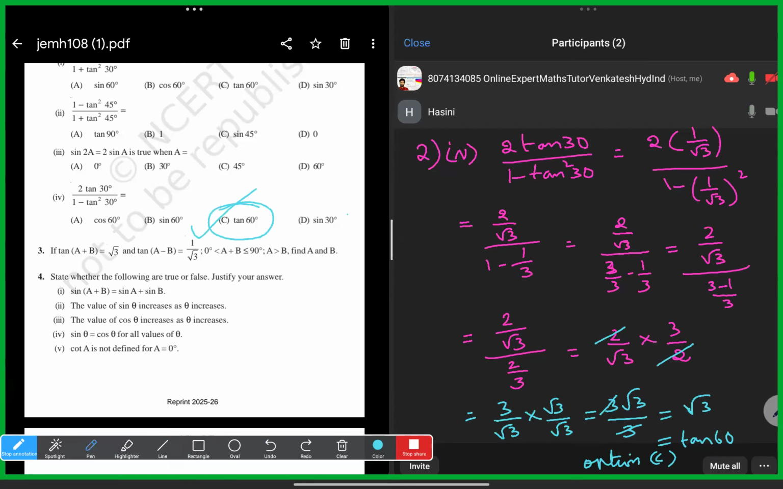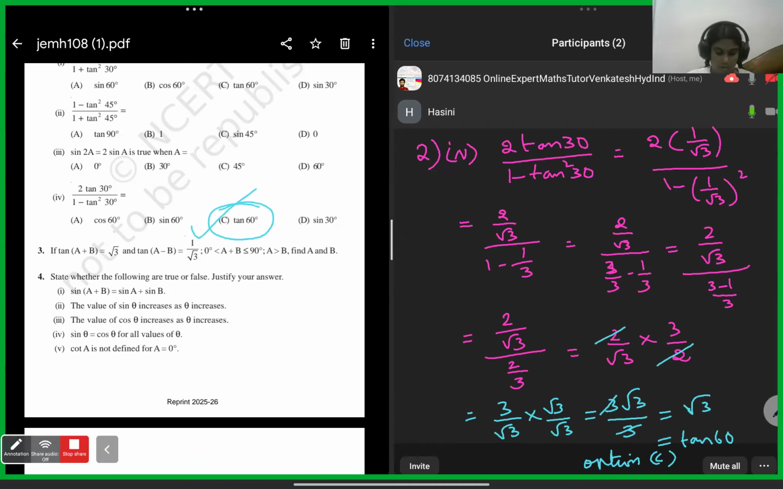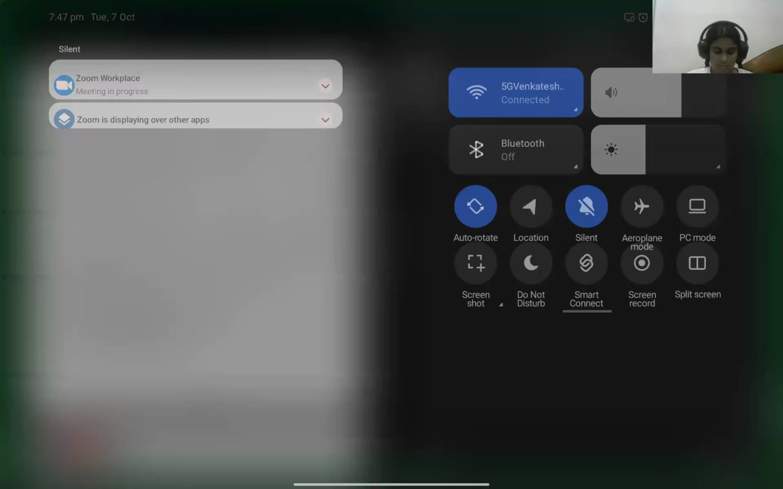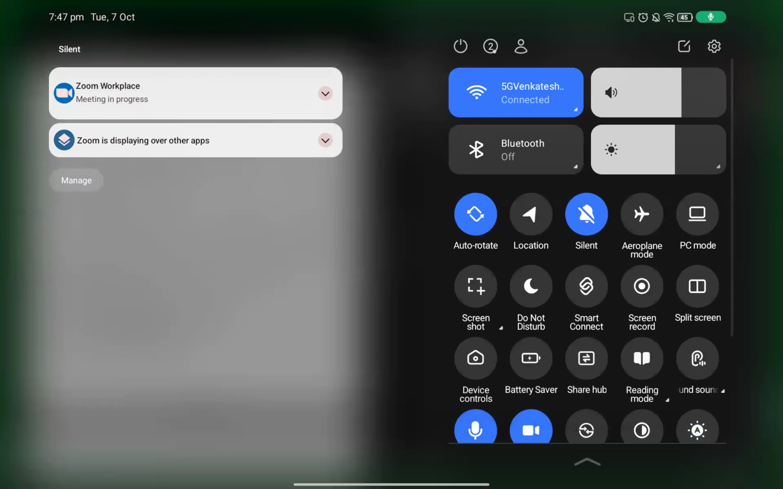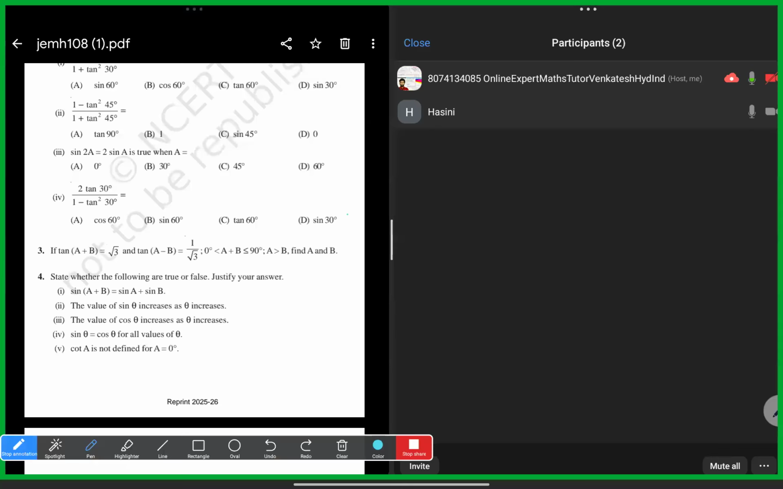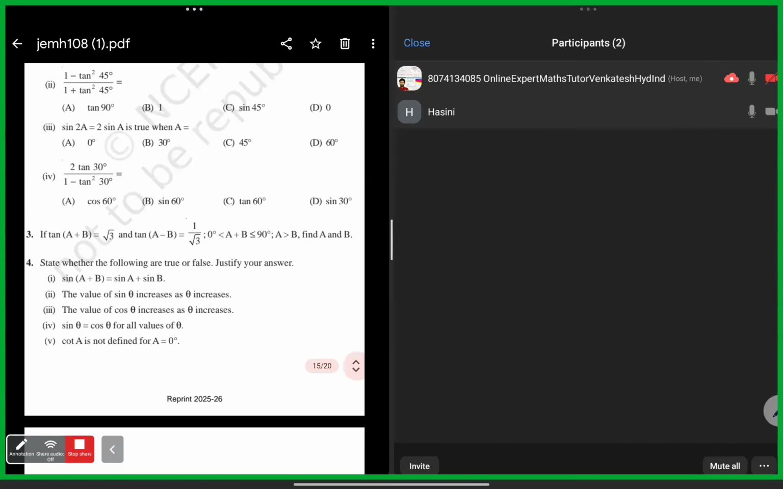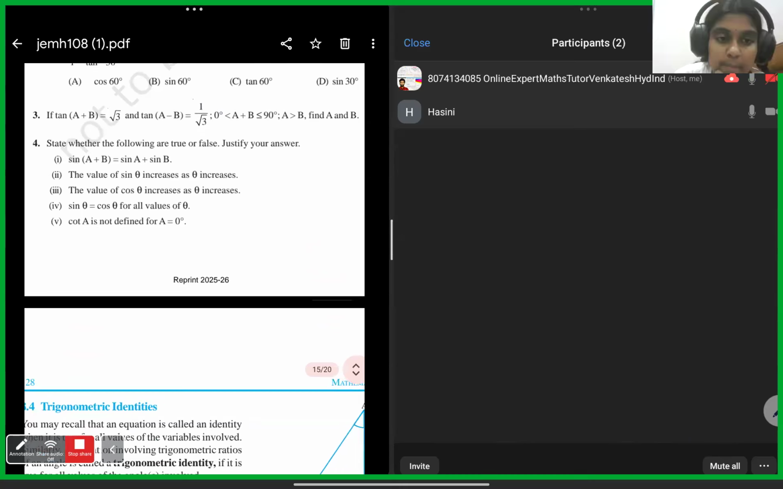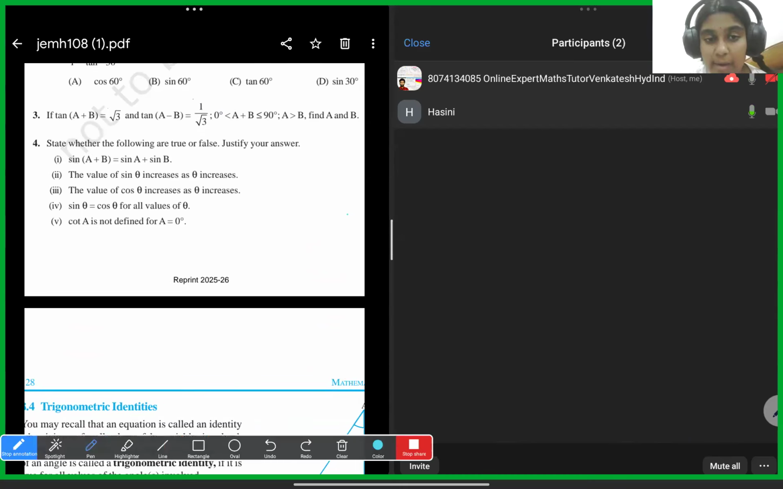Okay. We'll go to the next question, Hasni. So next question, once you read it, Hasni, next question. Third one. If tan a plus b is root 3 and tan a minus b is 1 by root 3, 0 degrees is less than a plus b less than or equal to 90 degrees, a is greater than b, find a and b.